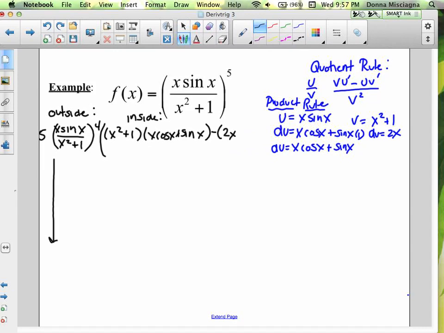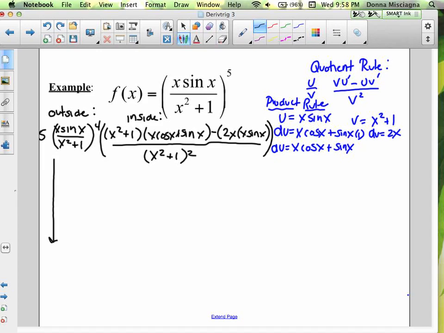2x is the derivative of the denominator. So that's the dv, the v prime. And the u is just x sine x. And we can simplify that. All over, there, I squeezed it in, the denominator squared: x squared plus 1, all squared. Actually, because I'm writing smaller, it doesn't look that bad.